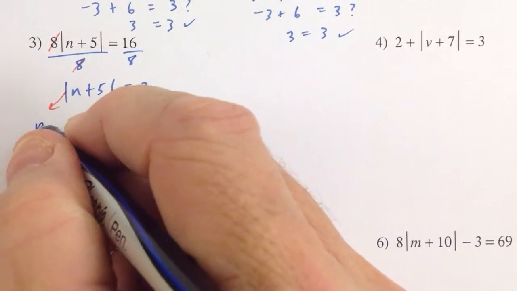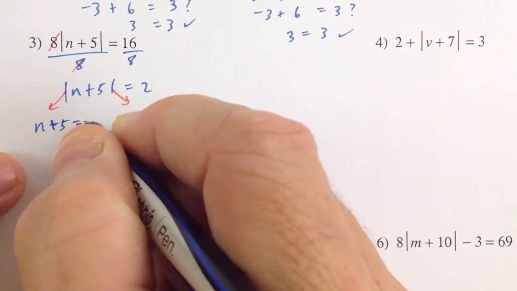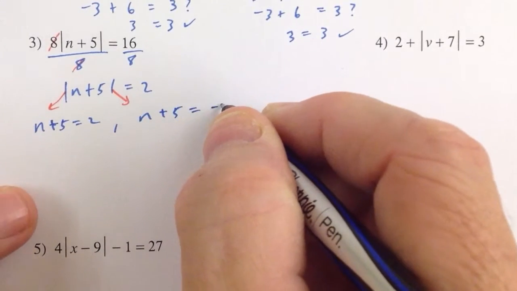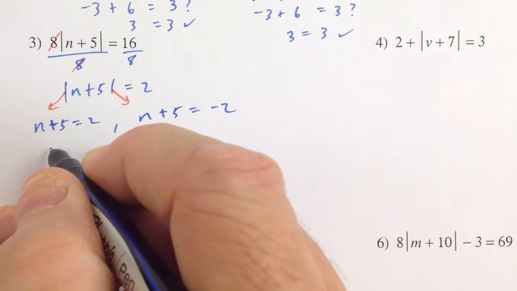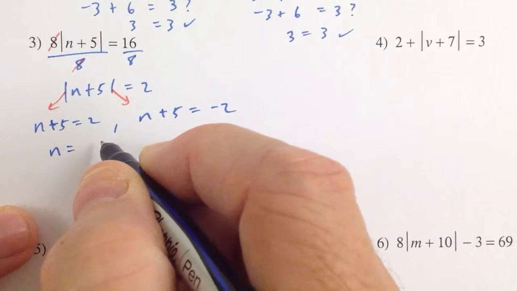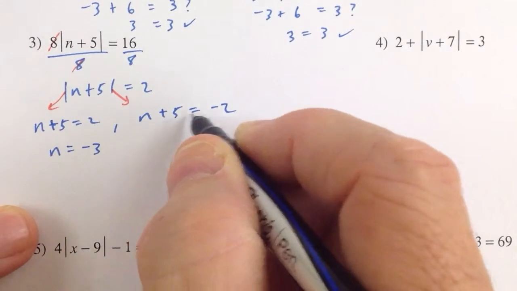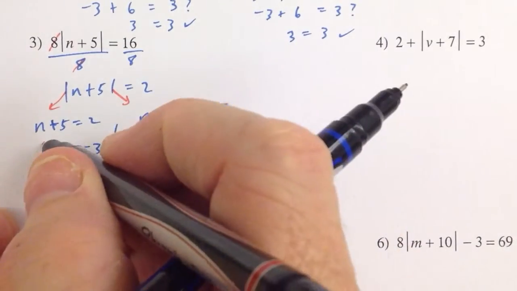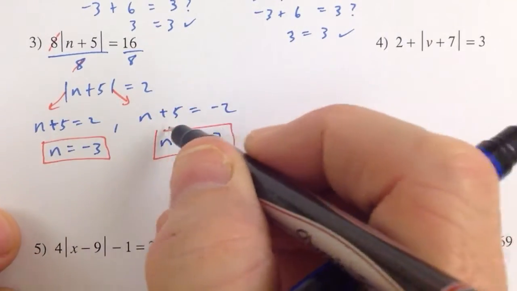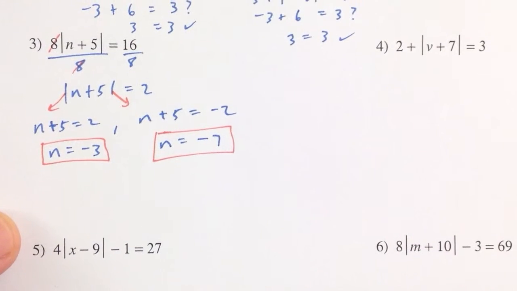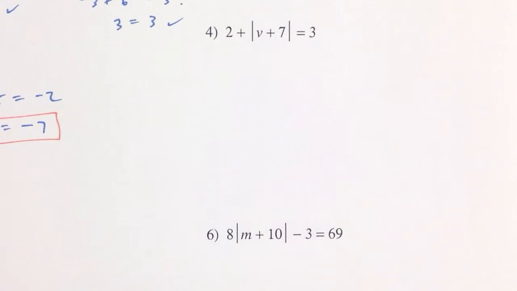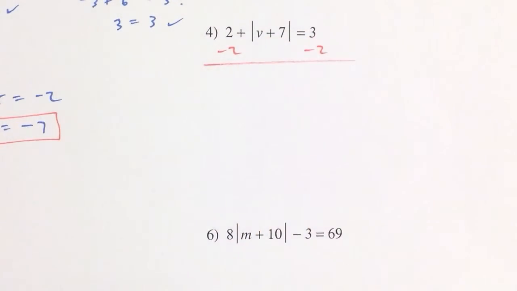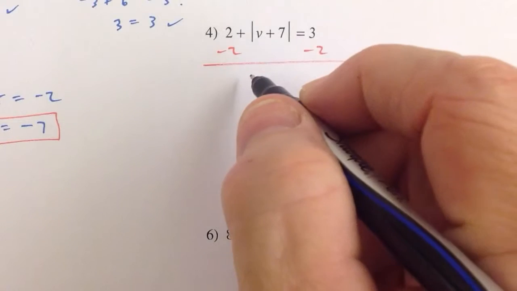Either n plus 5 equals positive 2, or n plus 5 equals negative 2. Solving the resulting equations, we subtract 5 from both sides, and we get n equals negative 3. Subtracting 5 from both sides over here, we get n equals negative 7. As you can see, I gave you way more detail in the first example than all these other examples, because I think what you start to see here is a pattern. And if you really want all that detail, then go back to the first equation.